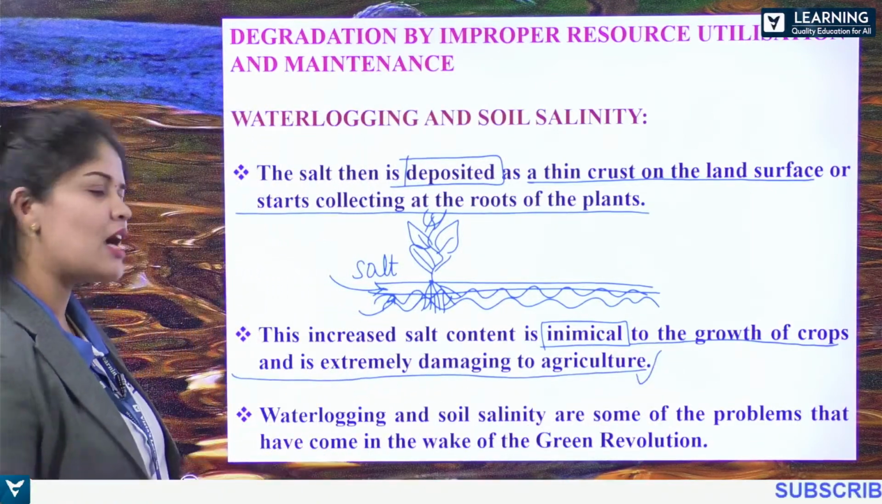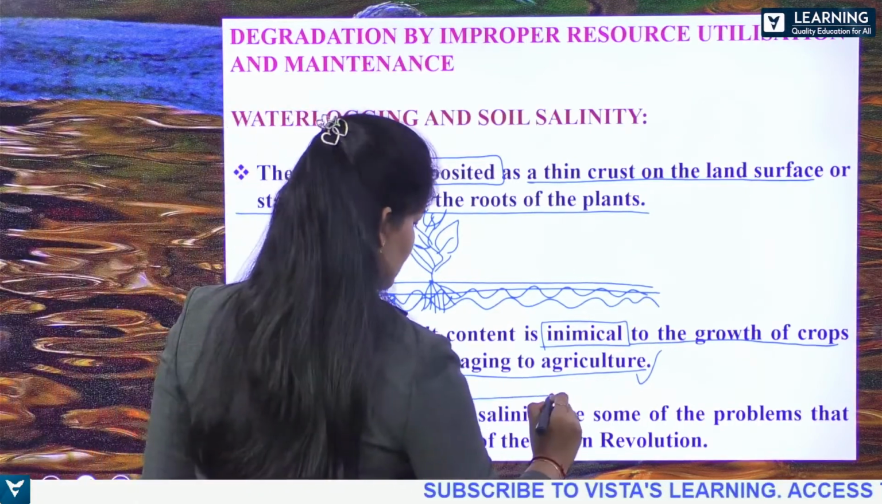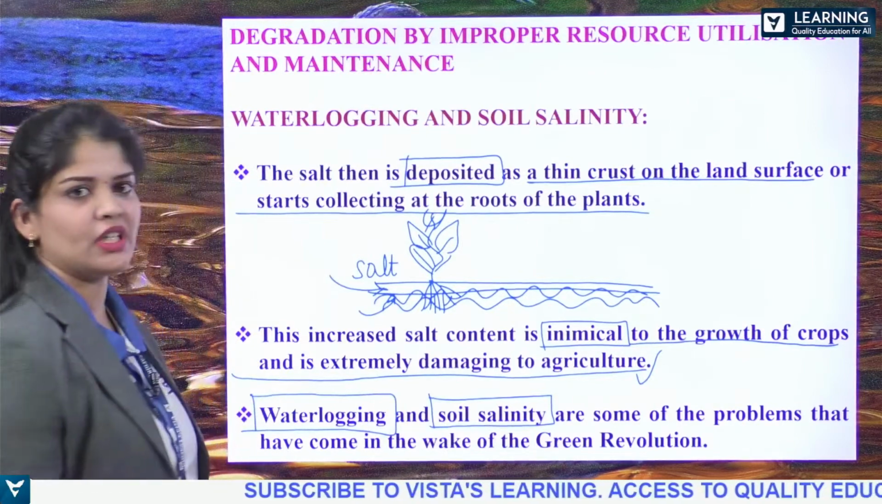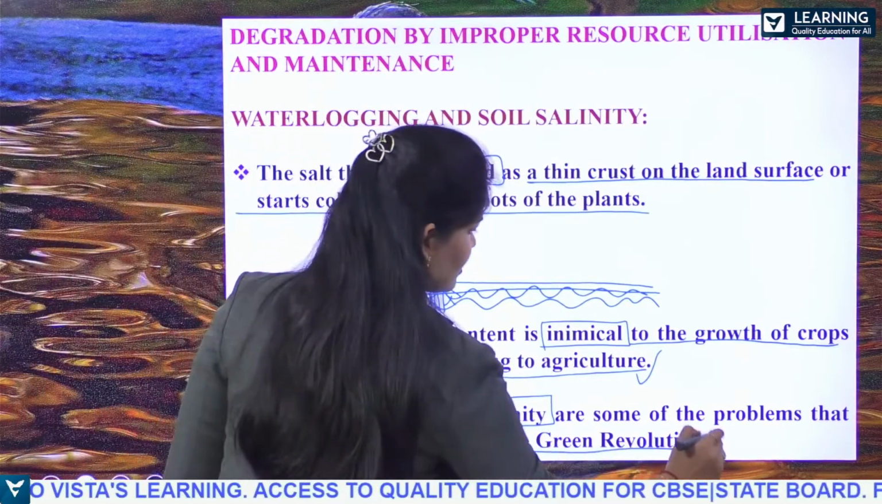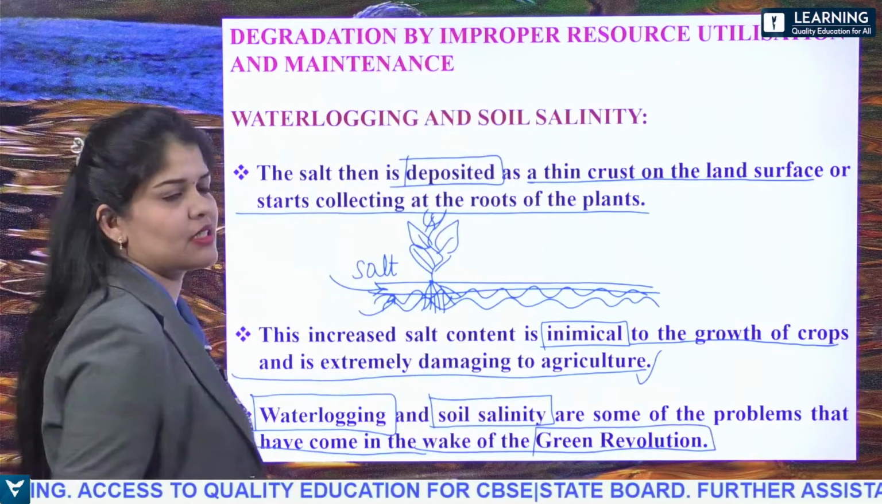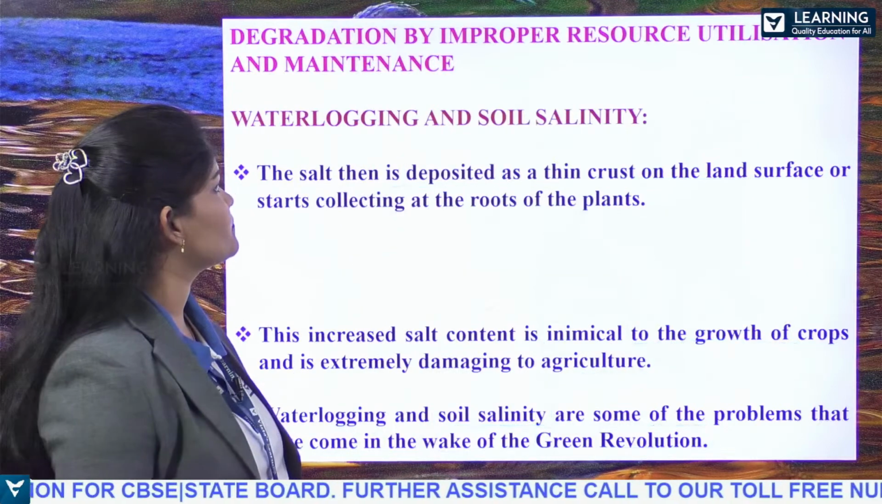Waterlogging and soil salinity: these are the two conditions, some of the important problems that have come in the wake of the green revolution. We have discussed this green revolution very well in the previous classes itself, right?